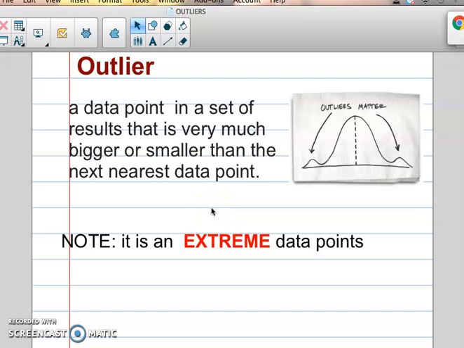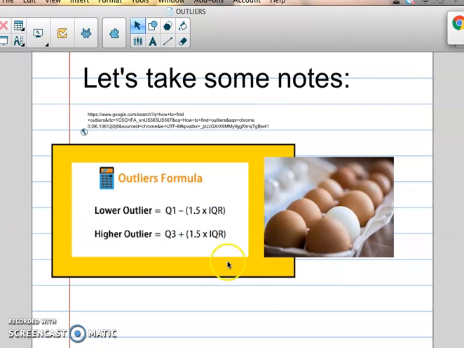So the outlier, to start with, is a data point in a set of results, like the survey data you have collected. You put them in a graph, you arrange them in order, and that's very much bigger or smaller than the nearest data point. So the examples I'm going to be giving you soon will help us understand what it is. Just take note that it is an extreme data point. So let's take some notes.